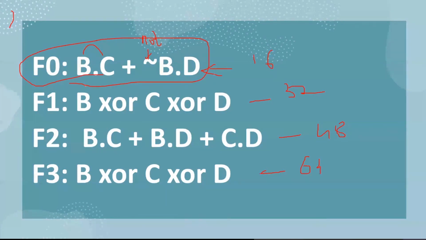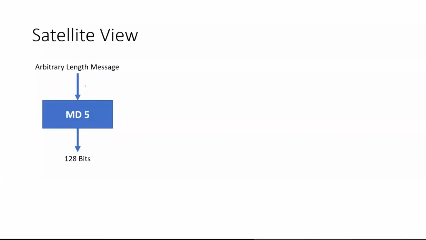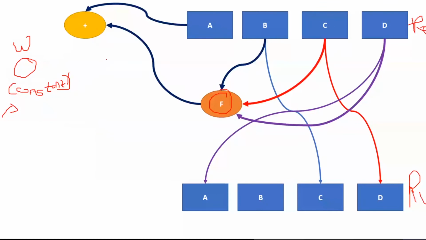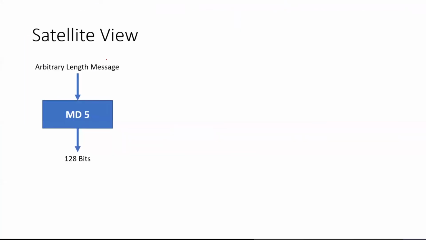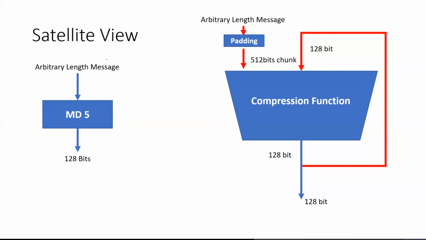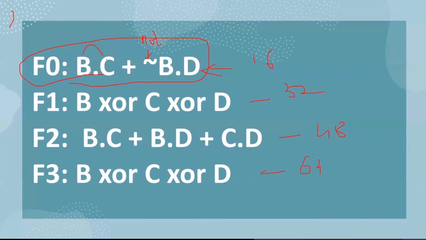If you remember, the inputs of this function are B, C and D. The size of B is 32, the size of C is 32, and the size of D is also 32 bits. If we perform such logical functions, the output size will not change, right?